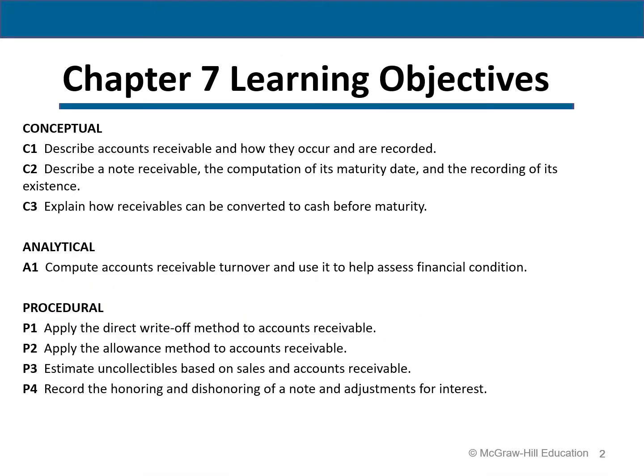All right, learning objectives for chapter 7. Describe an accounts receivable and how they occur and are recorded. We've already kind of learned that in the earlier part of the book, but we'll get in a little bit more detail here. We'll talk about some notes receivable, how we compute maturity dates and record interest and that sort of thing.